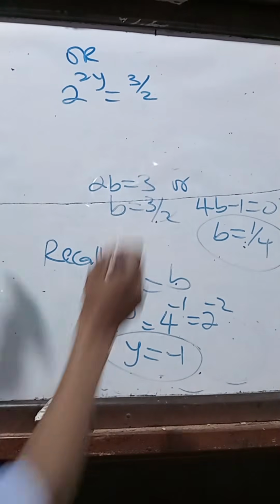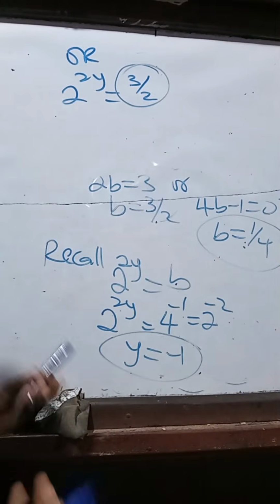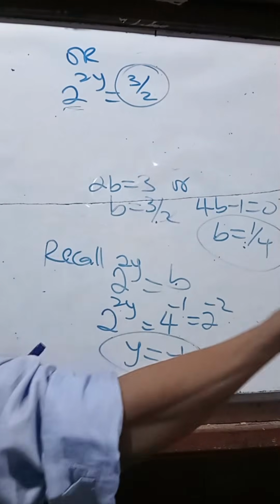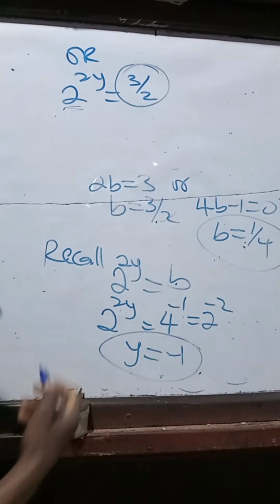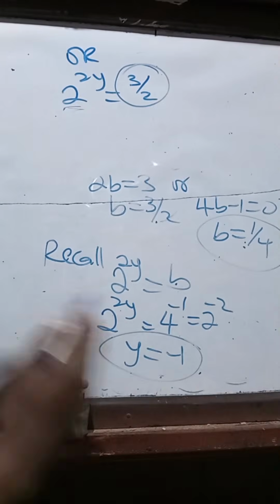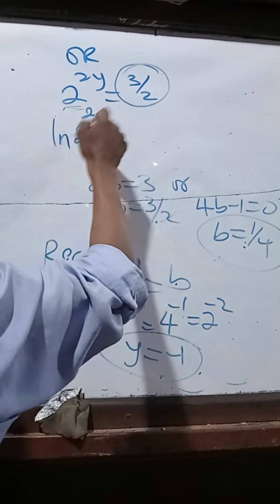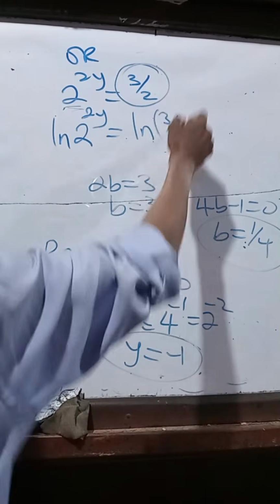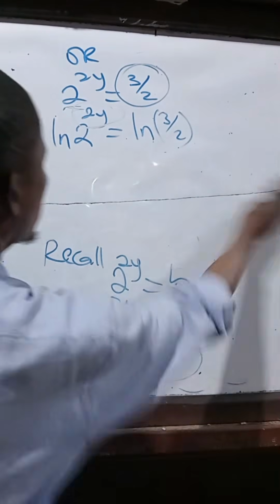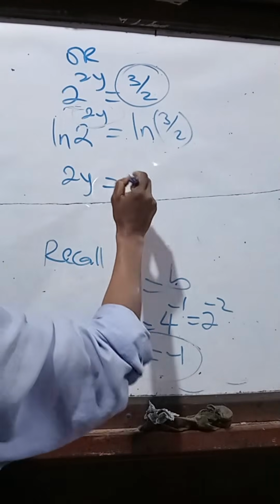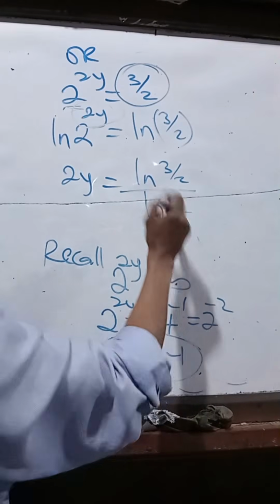But this one can't be expressed in exponential form, I mean, in the form of 2 to the power something. So what we do in this case is to take the log of both sides, I mean, the natural logarithm of the two sides of the equation. So let's take the ln of 3 over 2. Then this 2y goes to the front. If it goes to the front, then we have 2y equal to ln 3 over 2, all over ln, the natural logarithm of 2.